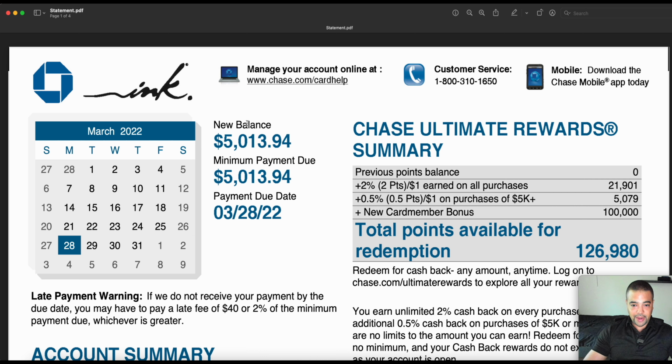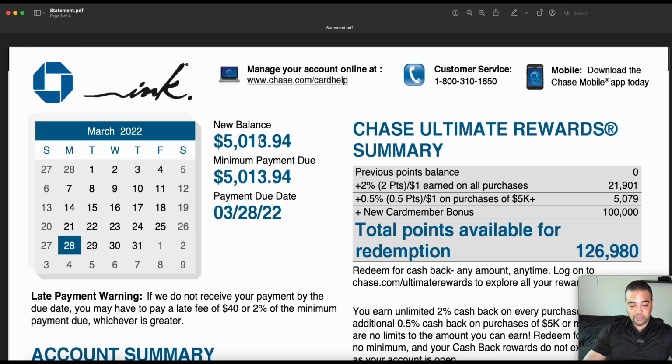$5,013.94. The minimum payment due here, because this is Chase's version of a charge card, the minimum payment is the full balance, right? So if you were using another card, like maybe the Chase Freedom, for example, then this would maybe be like $25 or a percentage of this. But for this specific card, Chase has you pay in full.